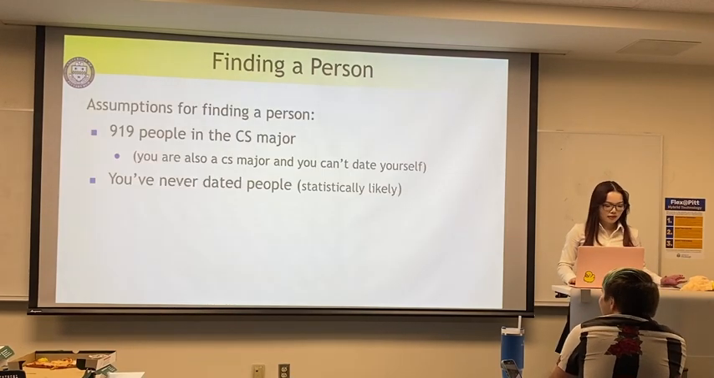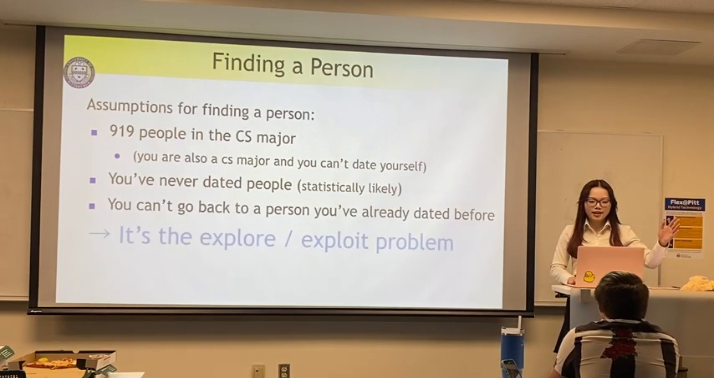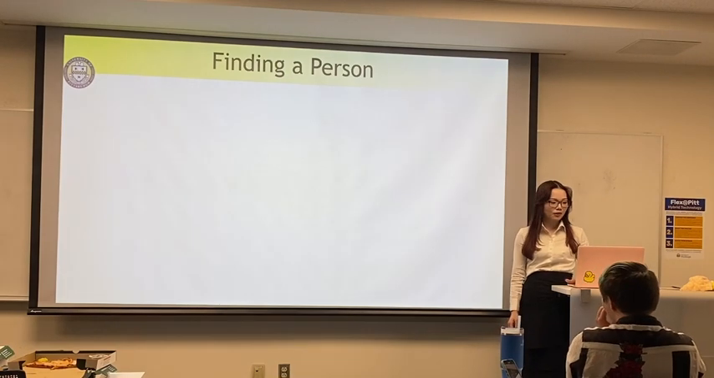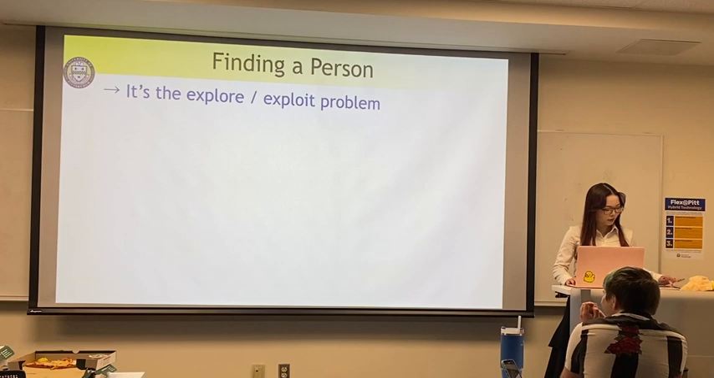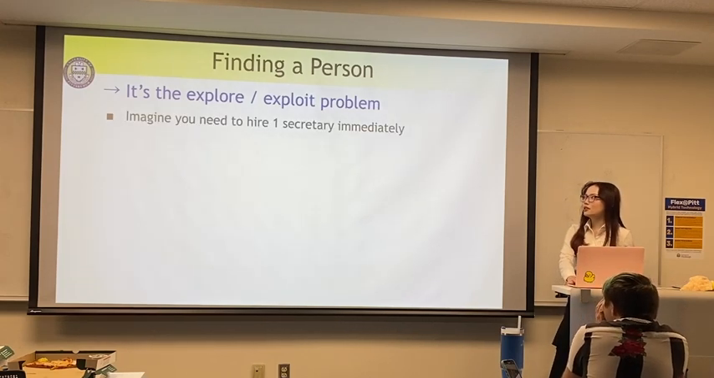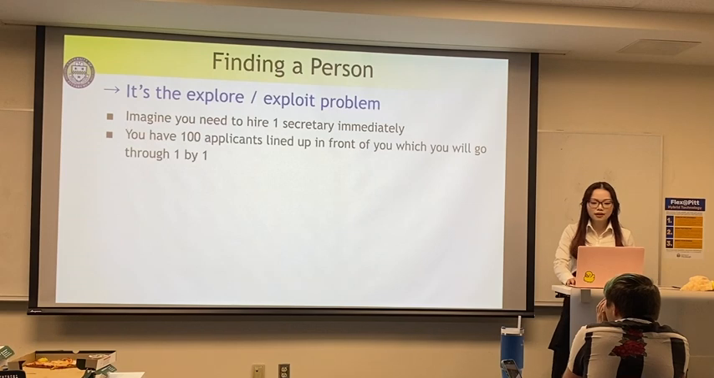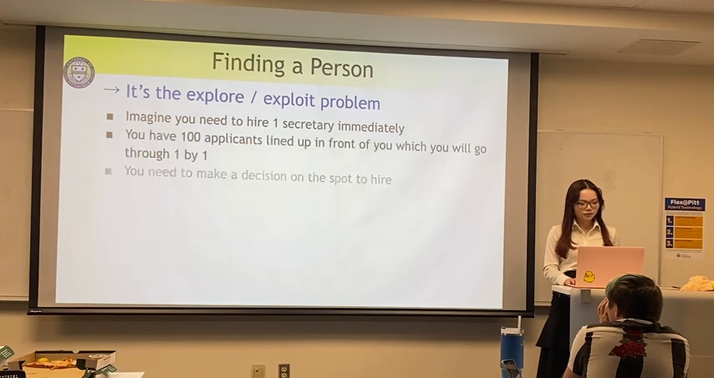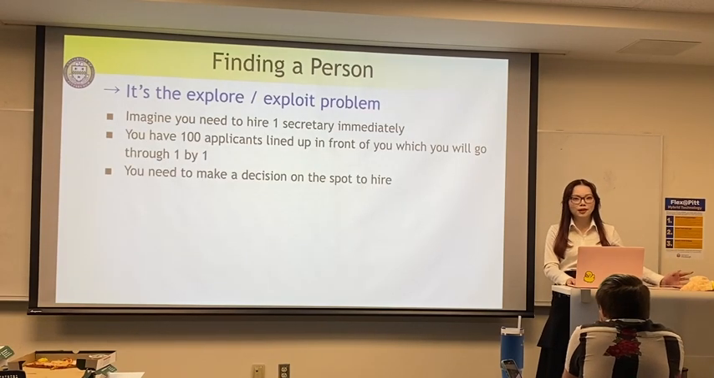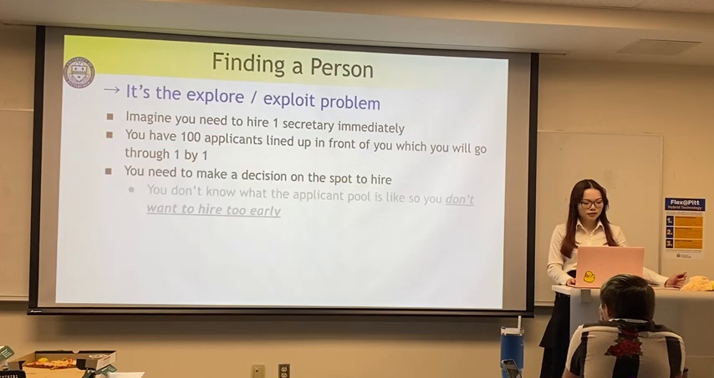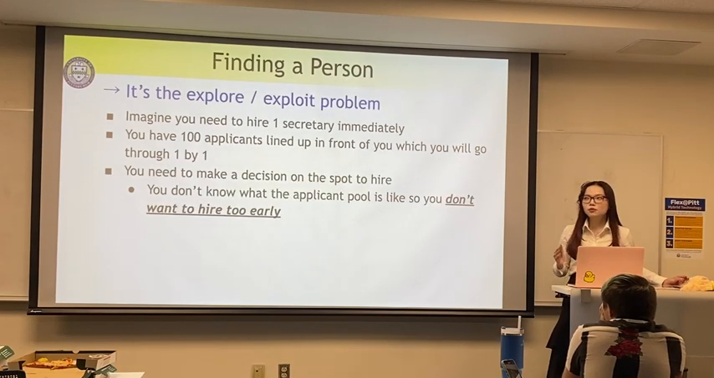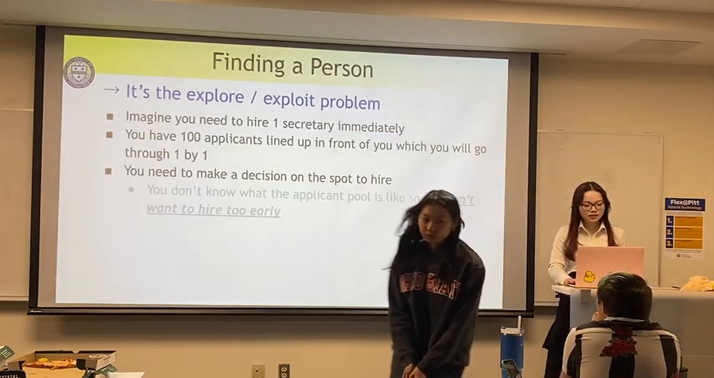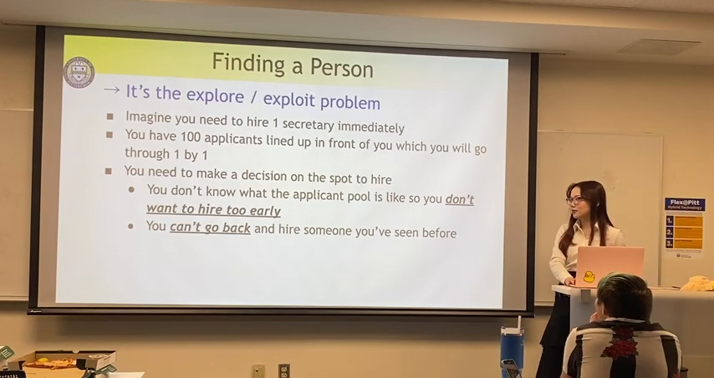So, well, all of these steps combined, it's the explore/exploit problem, otherwise known as optimal stopping or the secretary problem, as you might have heard before. And so for the explore/exploit problem, the setup is that you want to hire one secretary immediately, however, and you have 100 applicants lined up in front of you, which you go one by one. And you need to make a decision to hire someone on the spot. You can't go back. And you don't know the applicant pool, so you don't want to hire someone like at the 10th person. And in addition, you can't go back and hire someone you've already seen before.